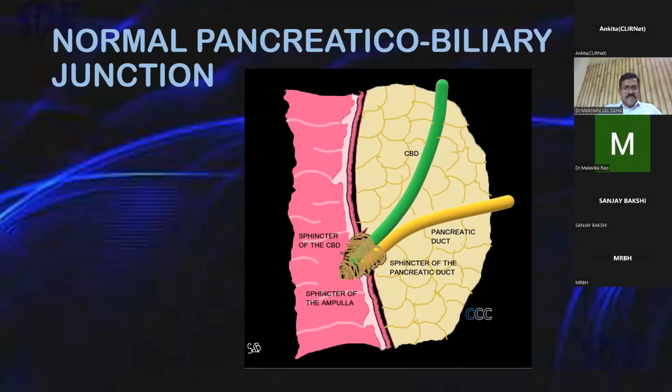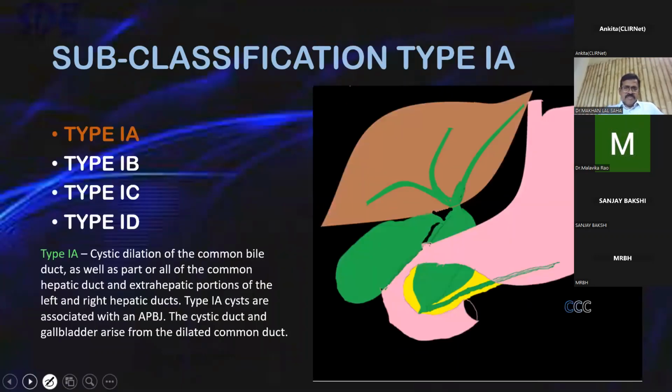That's the correct normal pancreatobiliary junction. If you don't have that, it is important to classify them as per whether they have an abnormal pancreatobiliary junction. And type 1A, cystic dilatation of the common bile duct, as well as all of the common hepatic duct, extrahepatic portions of the left and the right hepatic ducts, are associated with an abnormal pancreatobiliary junction.